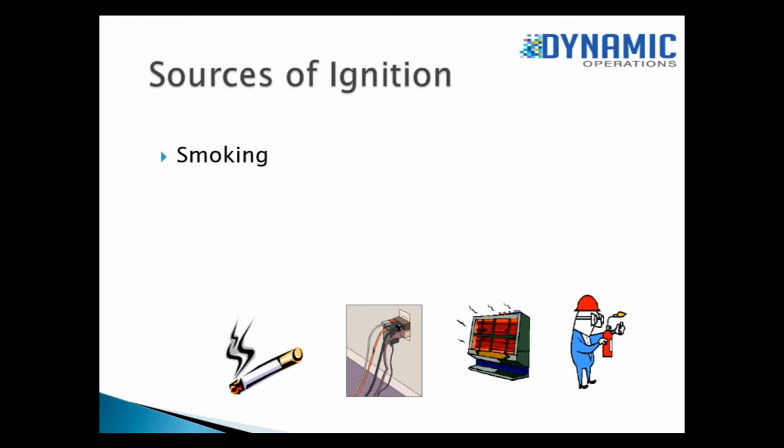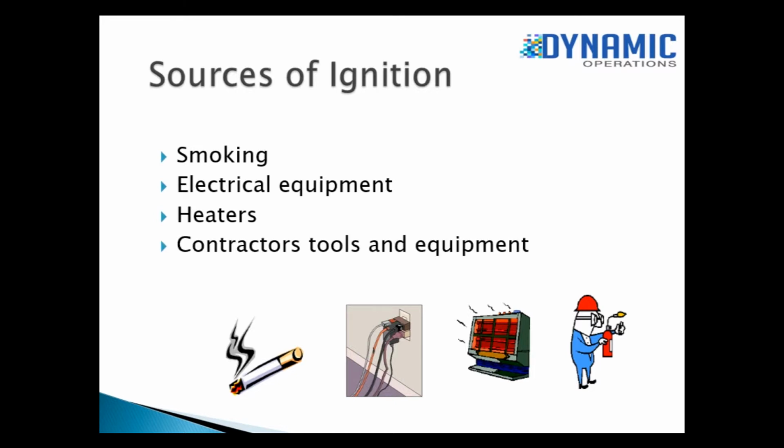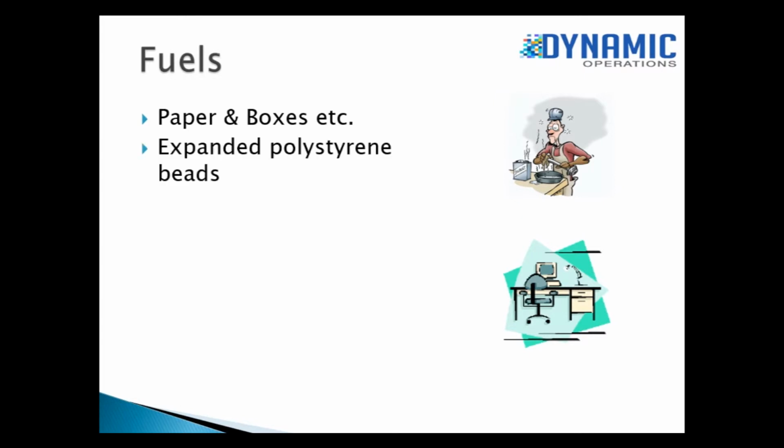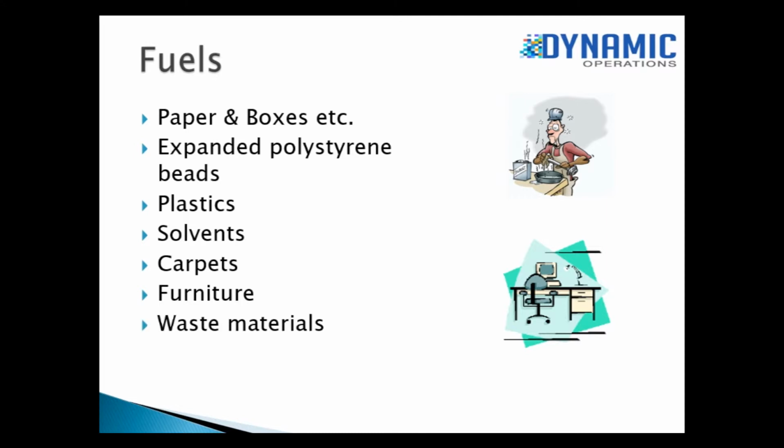Sources of ignition: smoking, electrical equipment, portable heaters, contractors' tools and equipment, and arson. Different fuels that can be involved: paper, boxes, expanded polystyrene beads, plastics, solvents, carpets, furniture, and waste materials.